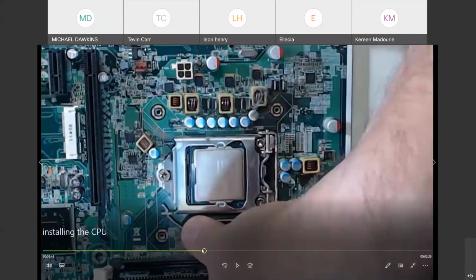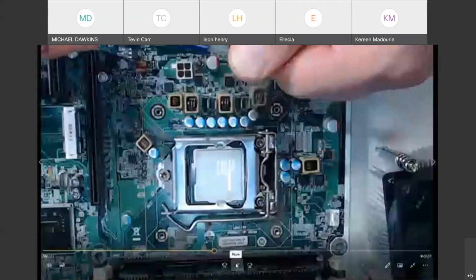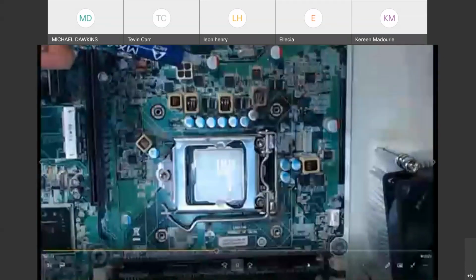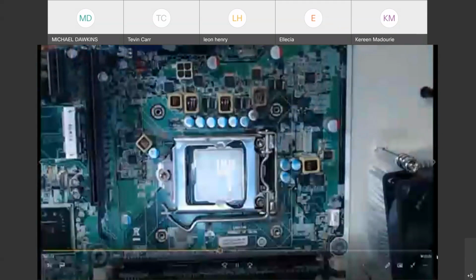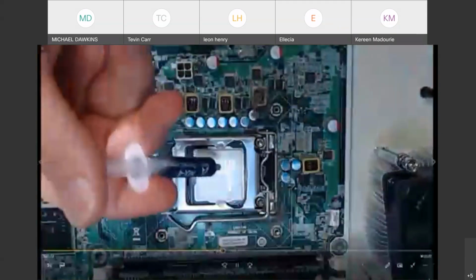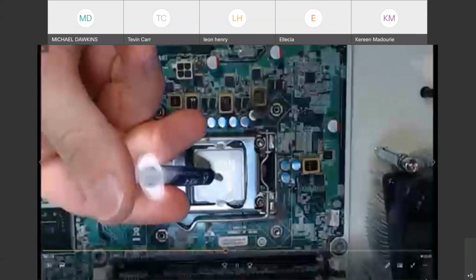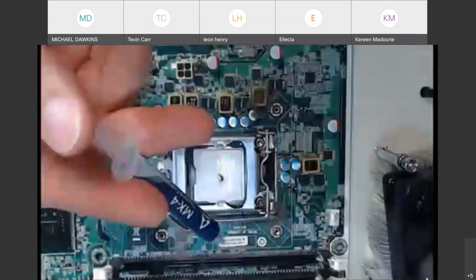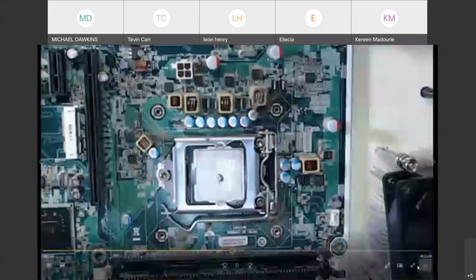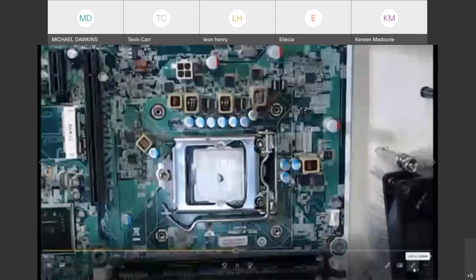For step 4, it is important that we take some thermal paste and we're going to place a pea-sized drop carefully on the top center of our CPU. This thermal paste will help the distribution of heat from the CPU to the heatsink that we will install next.